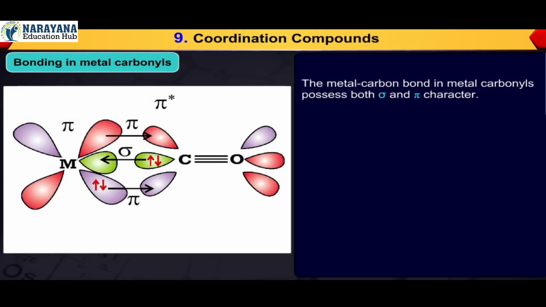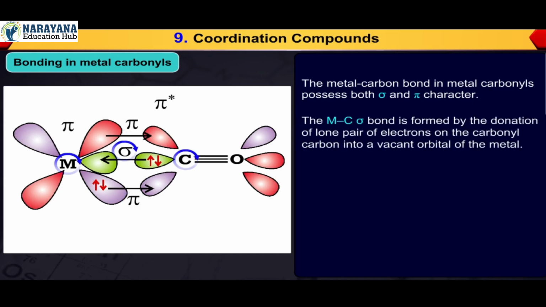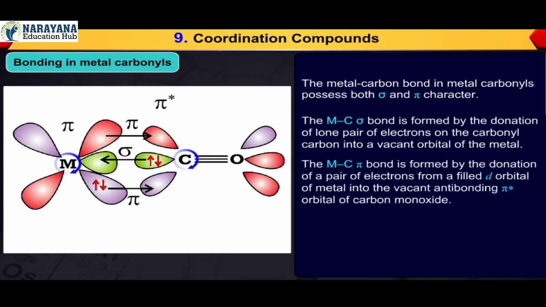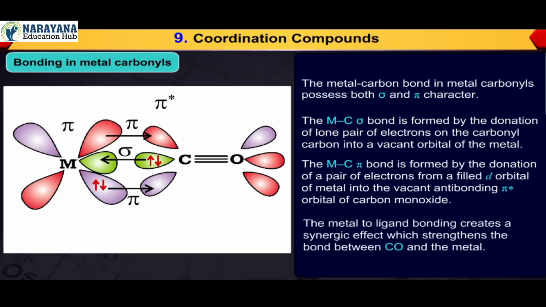The metal-carbon bond in metal carbonyls possesses both sigma and pi character. The M-C sigma bond is formed by donation of a lone pair of electrons on the carbonyl carbon into a vacant orbital of the metal. The M-C pi bond is formed by the donation of a pair of electrons from a filled d orbital of the metal into the vacant antibonding pi star orbital of carbon monoxide. The metal to ligand bonding creates a synergic effect which strengthens the bond between CO and the metal.